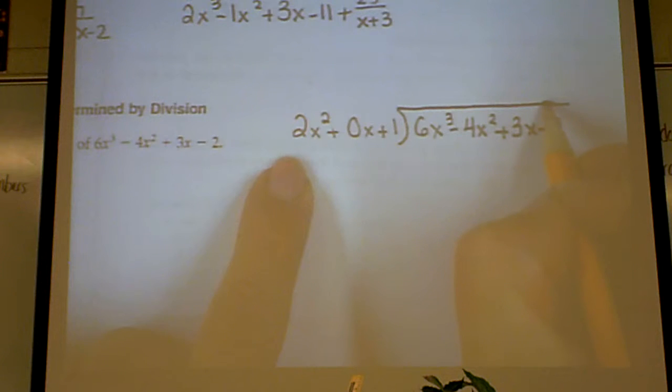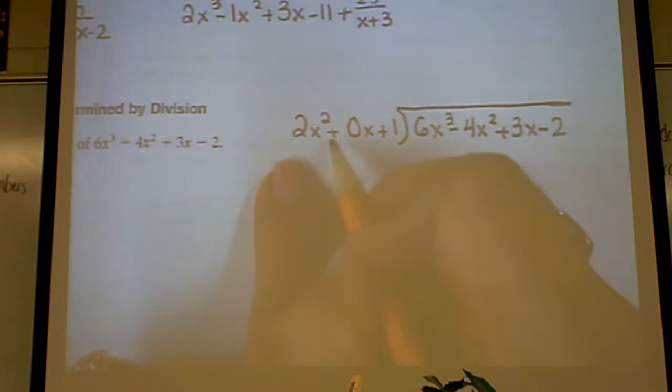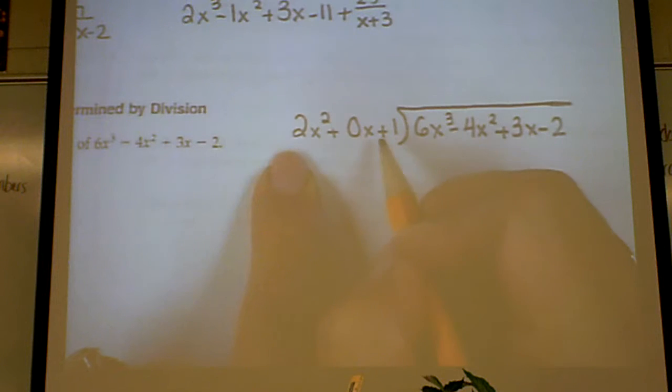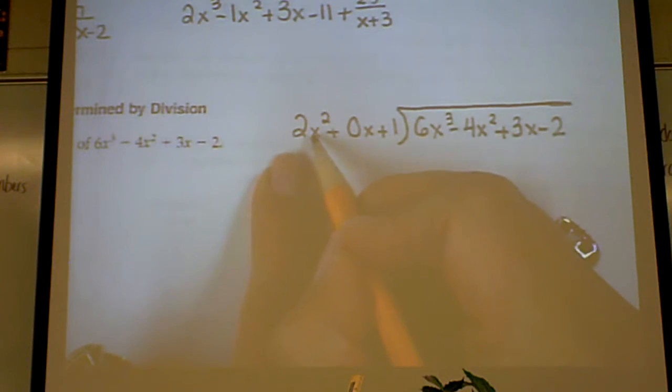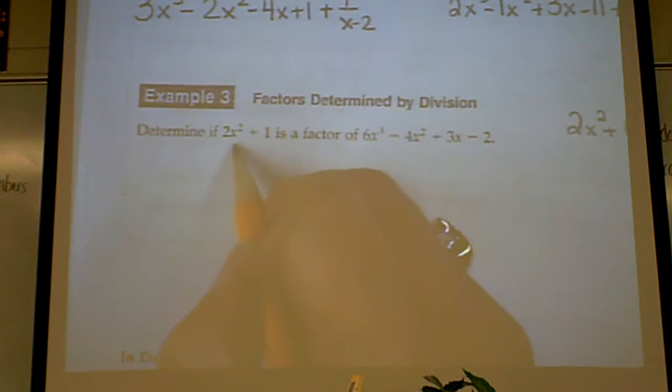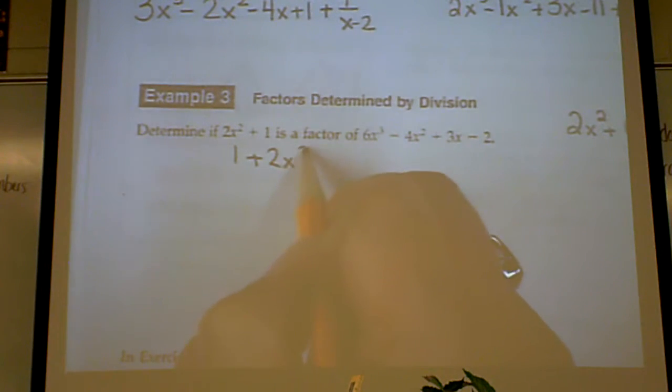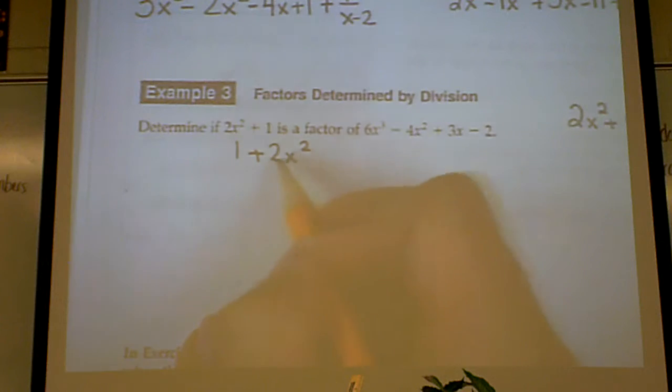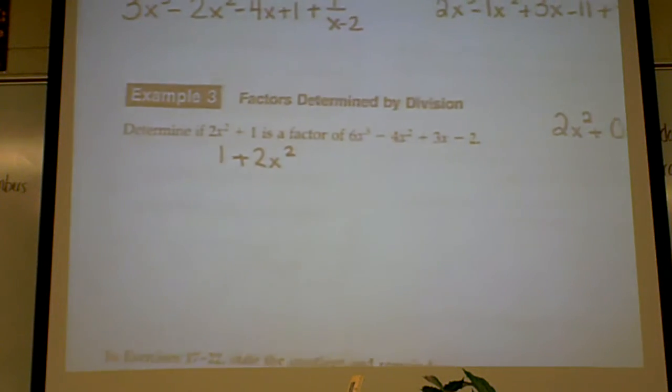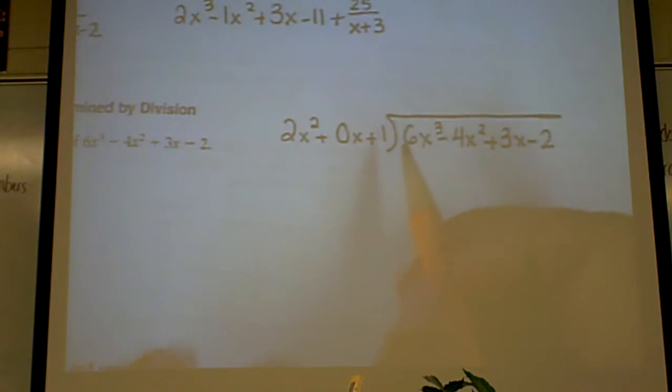Okay, now, do you guys remember how to do long division? You want to put your terms in order from highest to lowest, so this should be in front. If you ever saw this written like 1 plus 2x squared, reverse it. You always want it in standard form, with the highest power first. That might mess you up too.